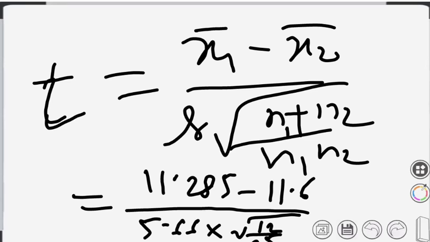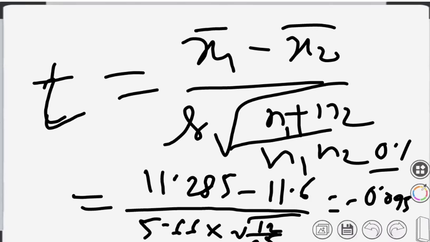11.285 minus 11.6, bracket close, equals minus 0.095. So t is equal to minus 0.095, or about 0.1.